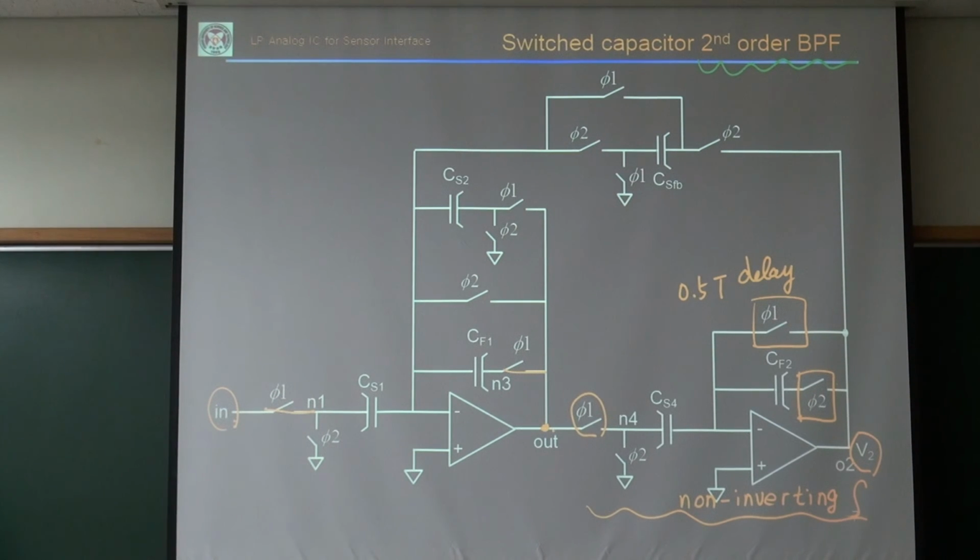For this one, I just sample this V2 during phi 2 phase, and then to dump this plus Q here, I just make switches like that, okay? Question? No question?